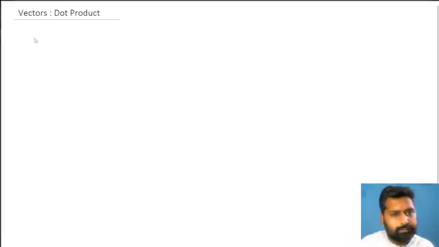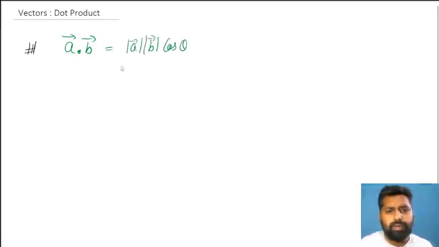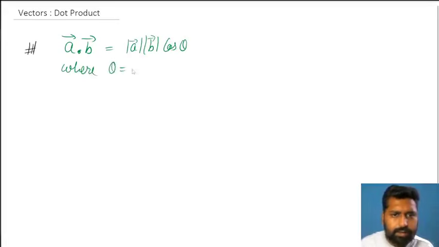Okay, so first of all, dot product, what does that mean? It is represented by A vector, B vector, and there is a dot between them. Okay, and it opens like this: mod A, mod B, cos theta, where theta is the angle between A vector and B vector.